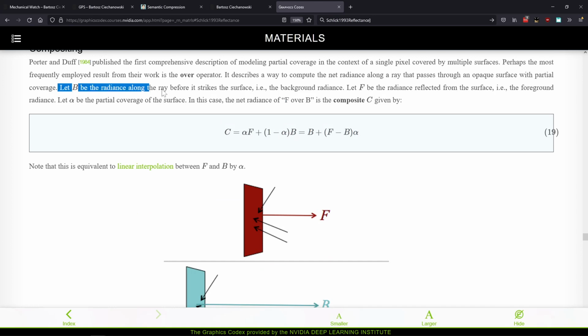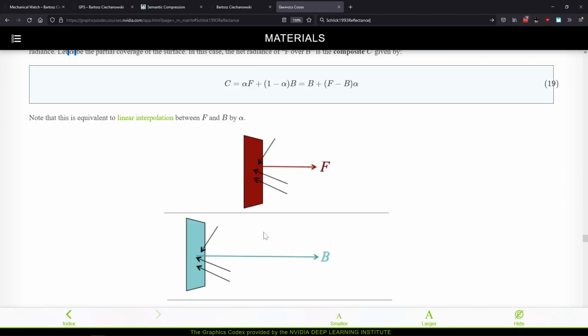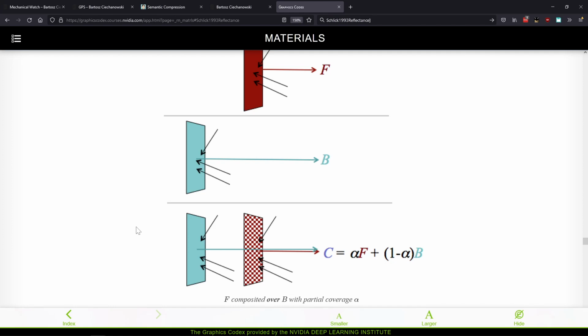Let B be the radiance along a ray before turning, F be the radiance reflected from the surface, A be the partial coverage of the surface. So A is a percentage of the surface covered by a material, where 1 minus A is the amount of surface not covered by the material, aka air. And this looks exactly like a linear interpolation formula, which is what it says it is. Weird to have a different name for it.